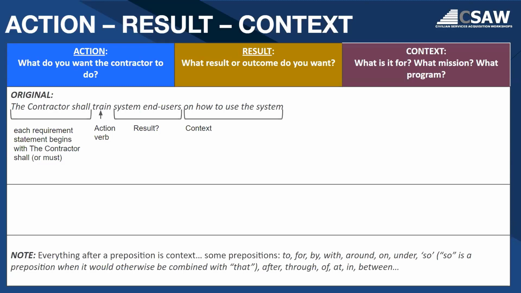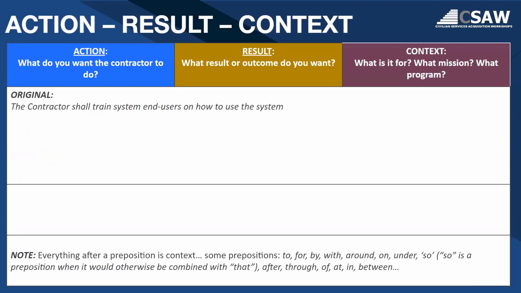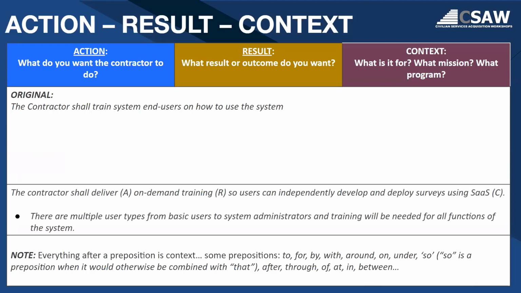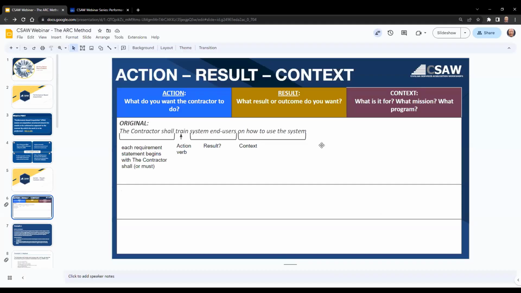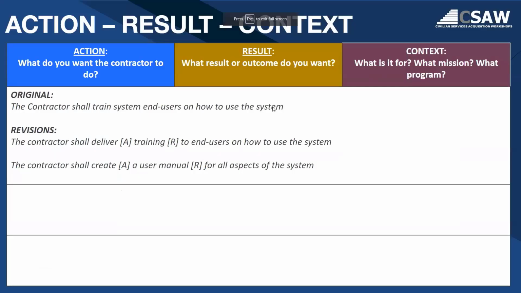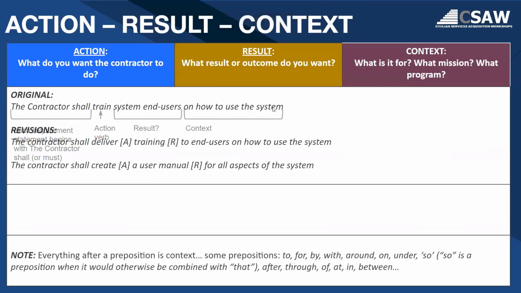All right, so if we rewrite this statement, oh, stand by. We got a little error thing here. Let me, we'll fix this up. Okay. We'll delete those. There we go. Okay. Revisions. The contractor shall deliver training to end users on how to use the system.